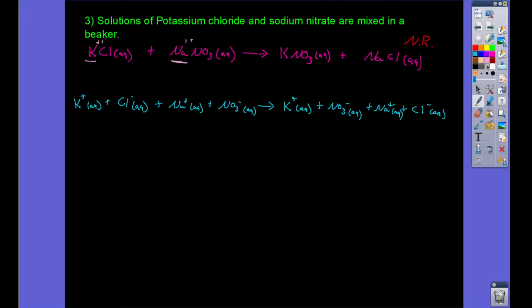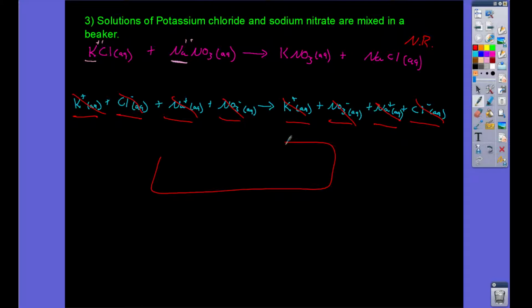And so now to go from the complete ionic to the net ionic, what we would normally do is check the parts that occur on both sides. We have K plus and K plus. We have Cl minus and Cl minus, Na plus and Na plus, and NO3 minus and NO3 minus. So we realize here that for the net ionic equation, it is literally going to be nothing, because everything from the left side cancels out with something else on the right side, leaving absolutely nothing.